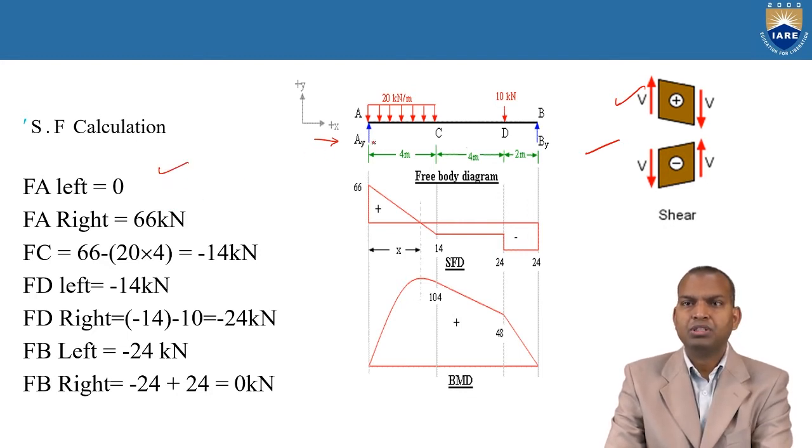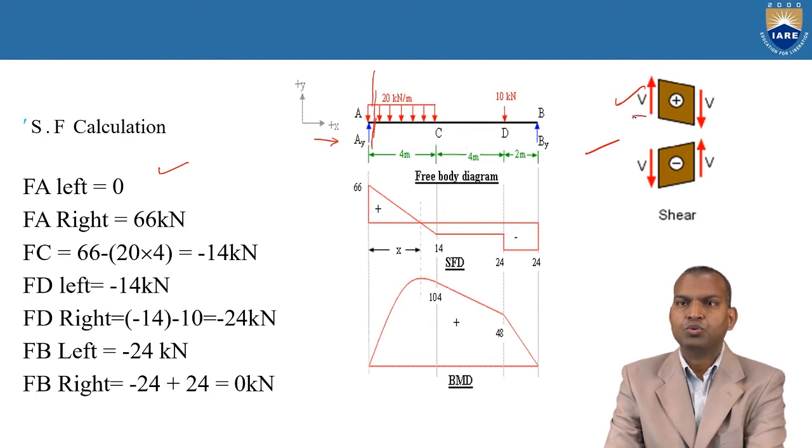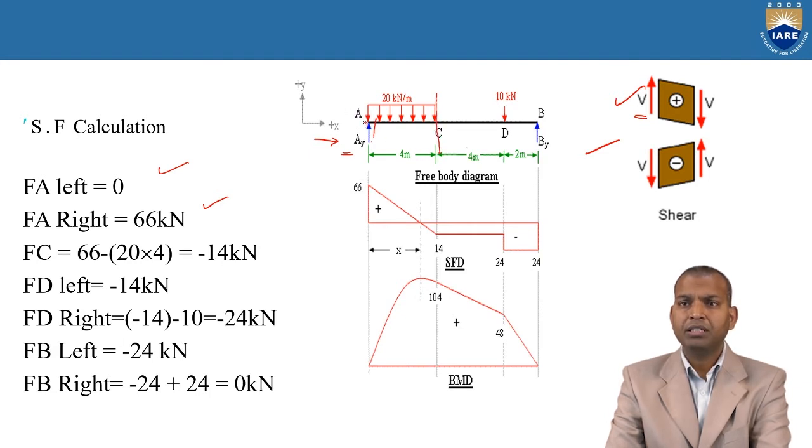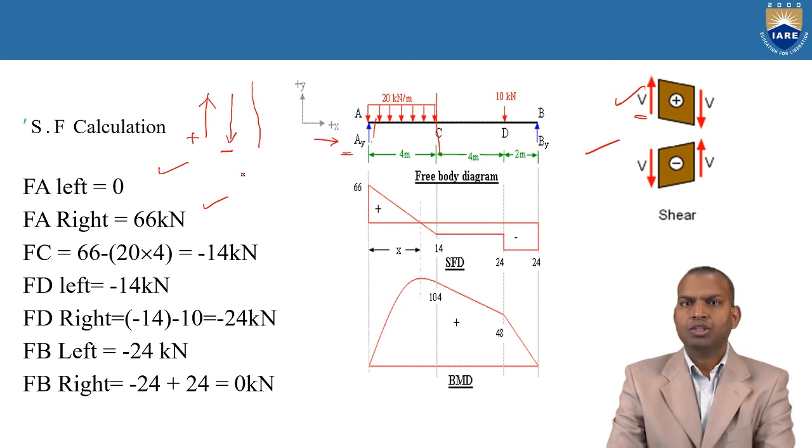Coming to the shear force at point A right, we move to the right side, where there is a section line. The upward direction shear force is positive, that's why it is Ay, 66 kilonewtons. Next, point C. Now the section line moves towards the right side of point C. Upward force is positive and downward force is negative. So upward is 66 kilonewtons, and downward, the UDL is acting downwards, negative.